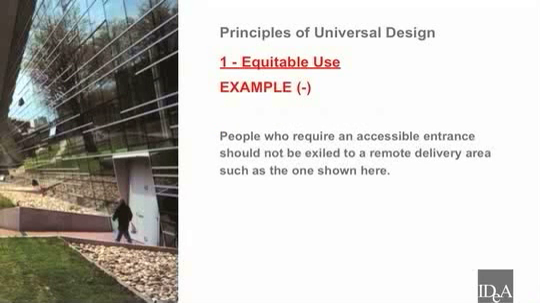This is a negative example. People who require an accessible entrance should not be exiled to a remote delivery area such as the one shown here. Here we're seeing people who are coming into the back entrance of a building.